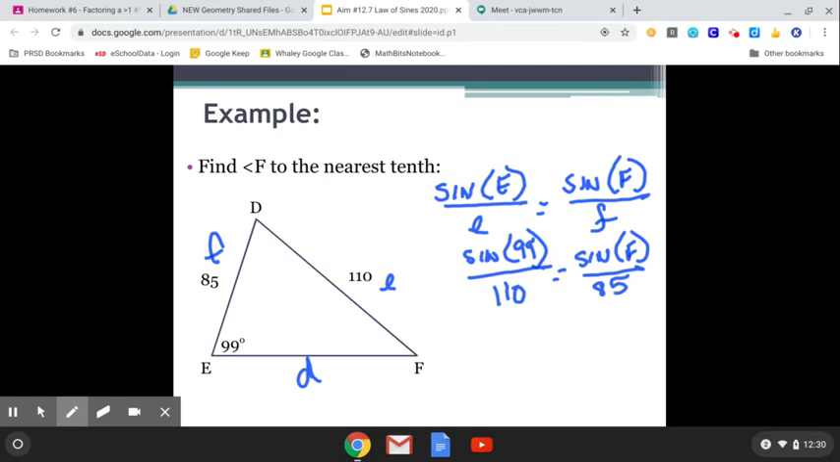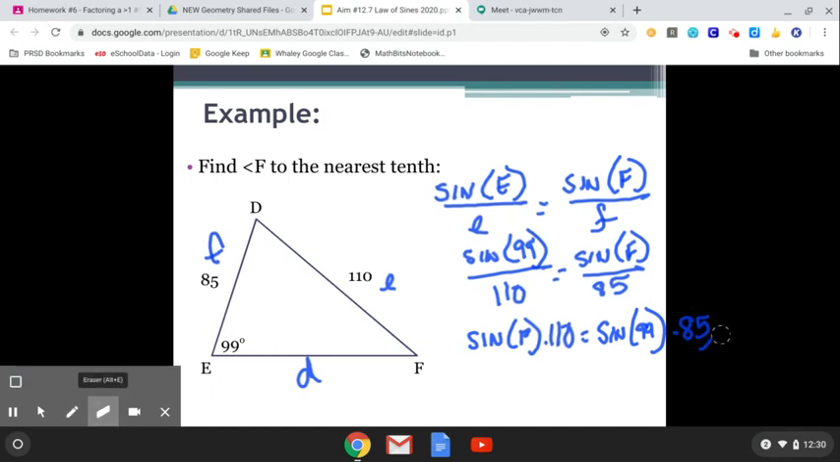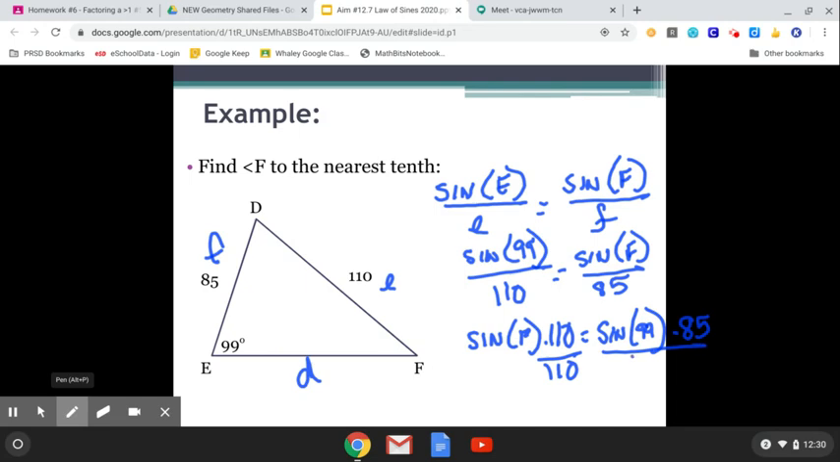Cross multiply like we did before, and I'm going to end up with the sine of F times 110 is equal to the sine of 99 times 85. All right. Well, let me not put that parenthesis in there. I don't want to confuse anybody. Okay. Now, divide by 110. Divide by 110 to start to get F by itself.